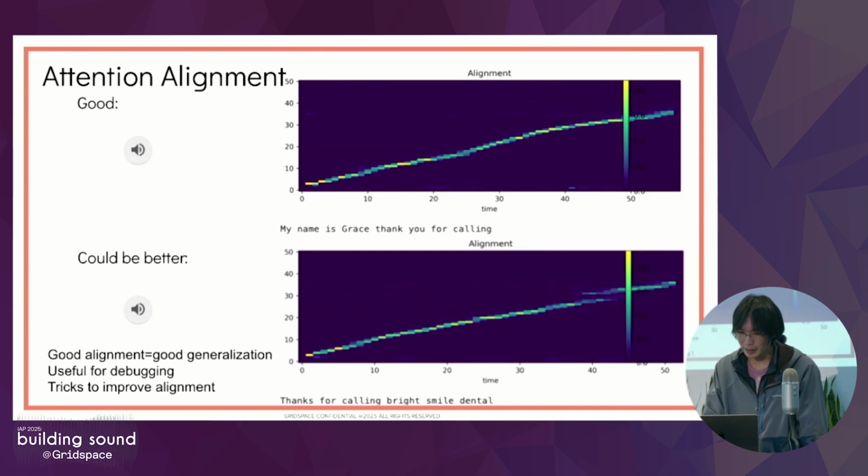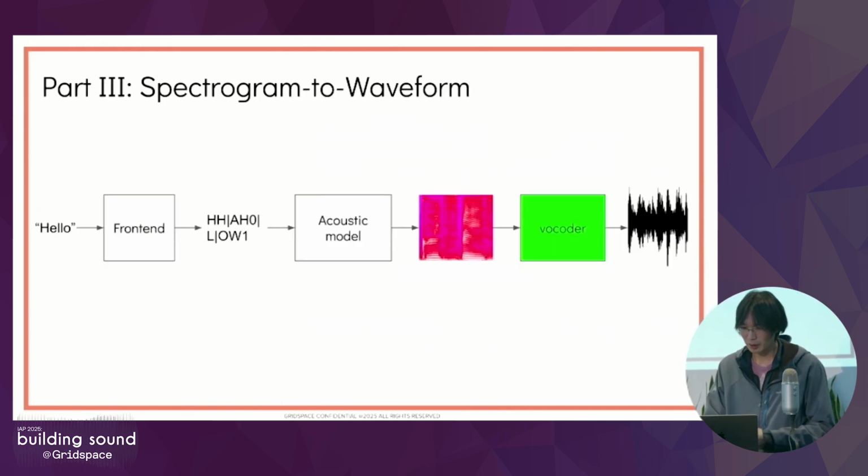And there are many tricks people use to improve this alignment so that the model performs better. A lot of work went down that avenue, but in hindsight, I don't think that's the right way to go. Well, I'll mention this towards the end. Anyway, so that's the acoustic model part. Any question so far at this point?